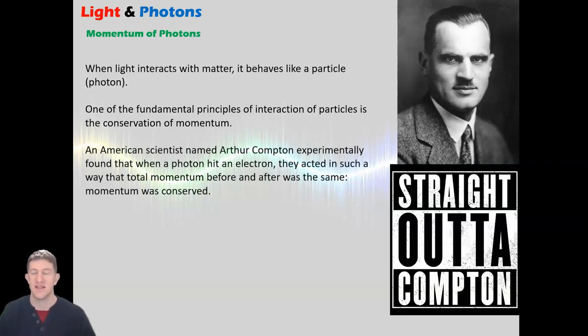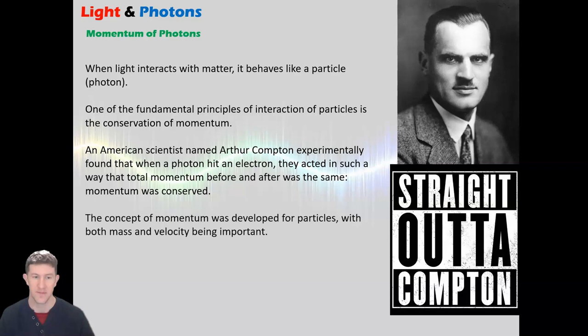An American scientist named Arthur Compton, who is the guy seen in the image above, experimentally found that when a photon hits an electron, they acted in such a way that the total momentum before and after was the same. So the momentum was conserved in this situation.